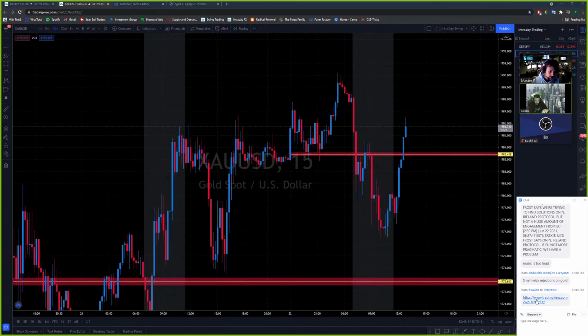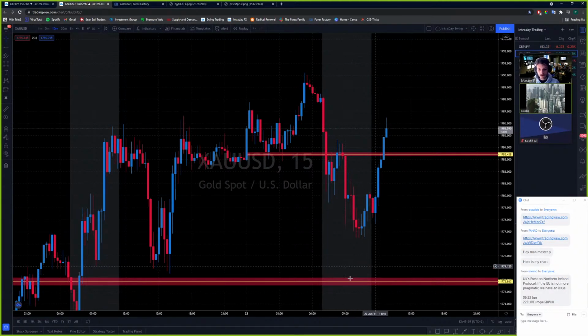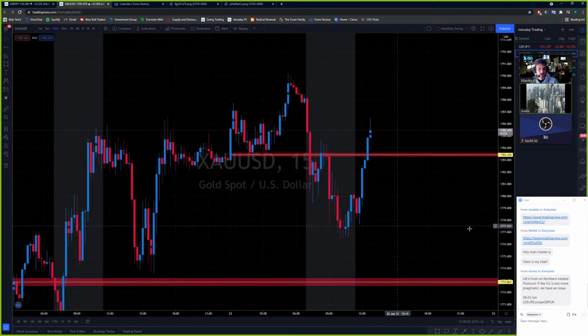Got a chart from the Zoom. This is Euro JPY 15-minute wick rejecting the support area, candle break out of consolidation zone. First target on this resistance zone, the plan is to close partials, 29 pip range. Nice, that's a really good idea. I love it. Really good idea. This is what I was looking on gold to happen more down here after it's corrected, this clean traffic to the left.